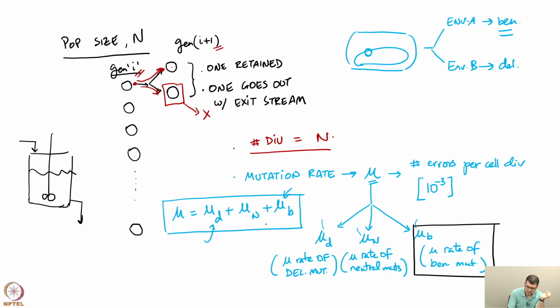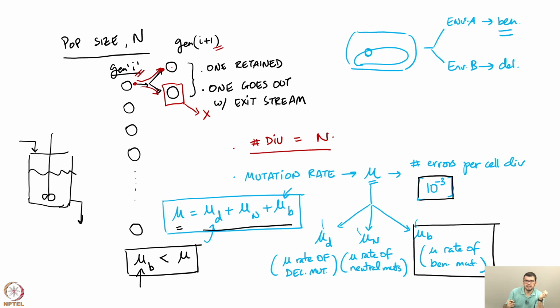Now, clearly, since mu is a sum of all three, we know that mu beneficial is less than total mu, because it is only a fraction of all mutations that are beneficial. So, if mu is 10 power minus 3, we know that mu b is less than 10 power minus 3, but we do not know by how much. If all beneficial mutations are 10% of all mutations, then mu b is simply 10 power minus 4. But if beneficial mutations are actually only 1% of all mutations that are occurring, then mu b in that case is 10 power minus 5. And this might also be dependent on environment.